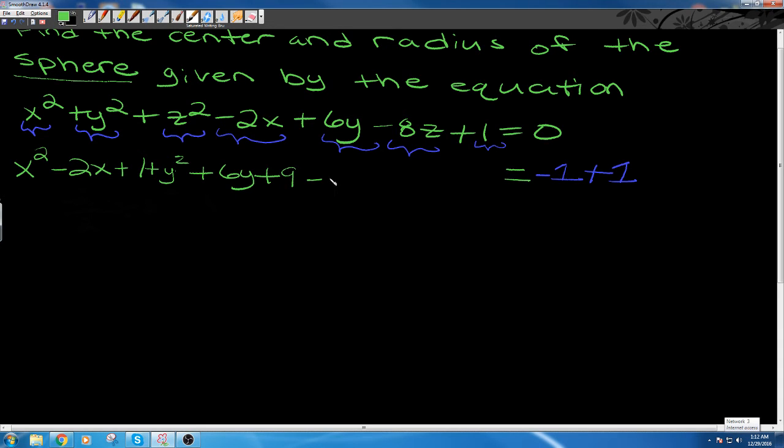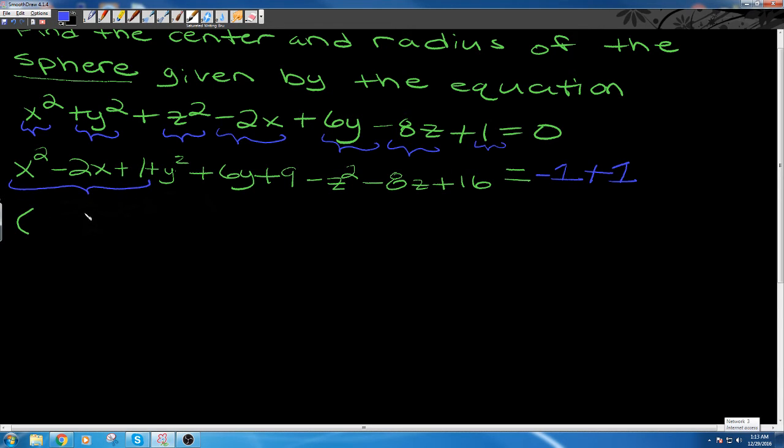Alright, z squared and negative 8z. Here, I'm not going to show the steps. It's just z squared minus 8z, and then of course negative 8 divided by 2 is negative 4. We square that, it's 16. So now we want to get it in the form that we talked about earlier, which is the equation of a sphere.